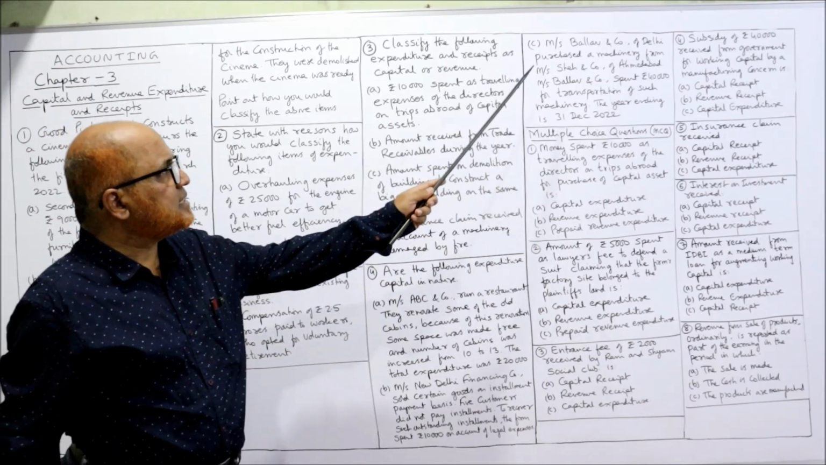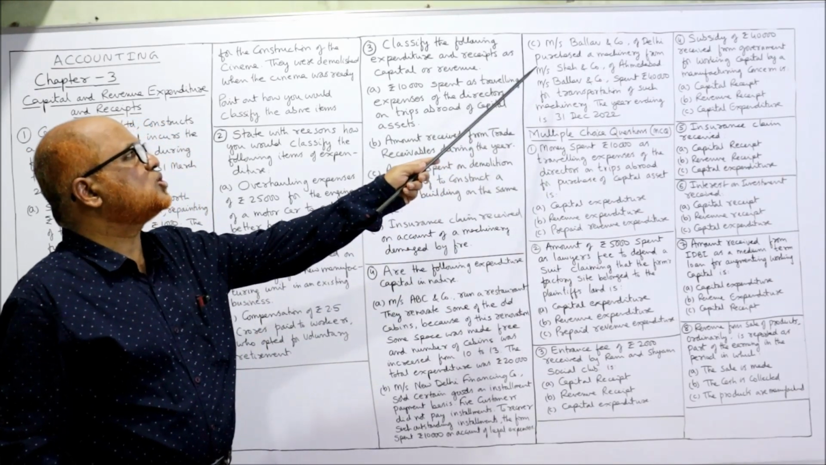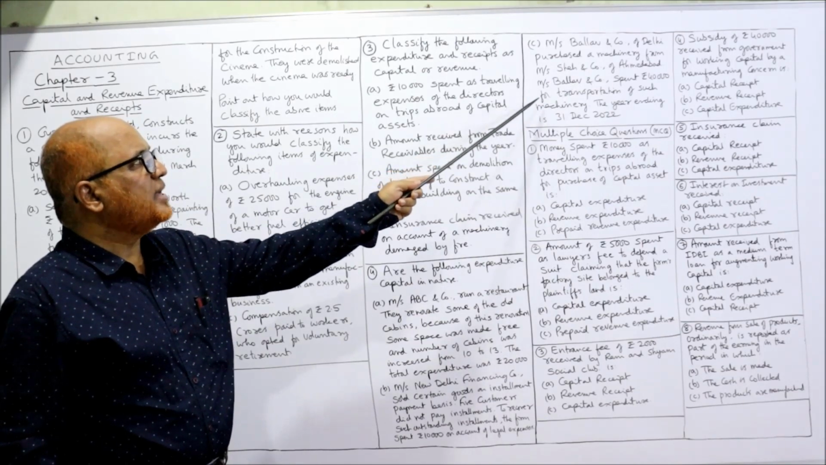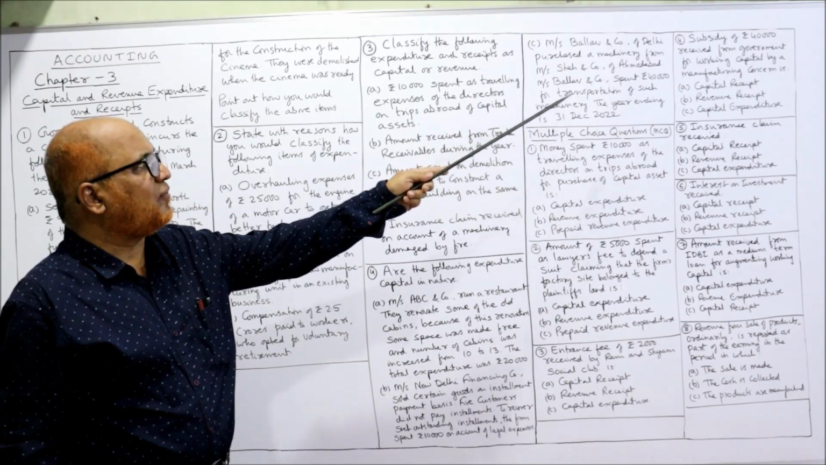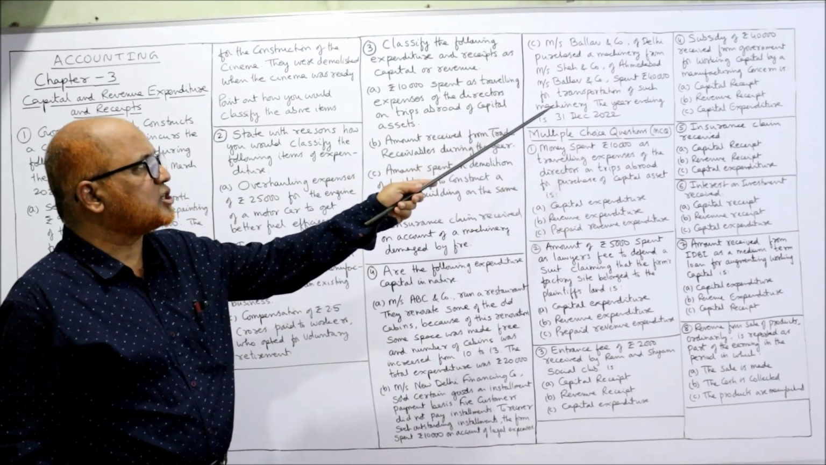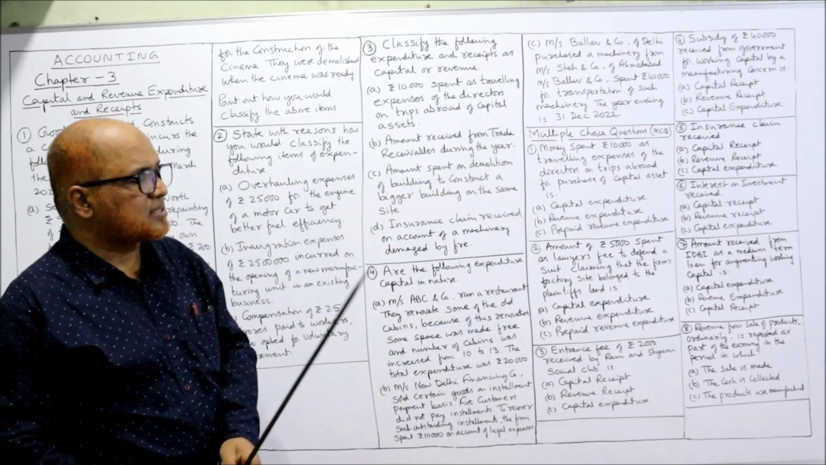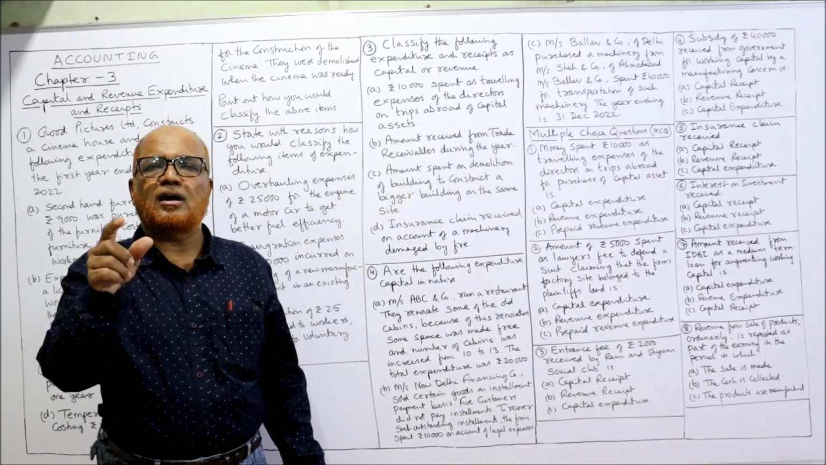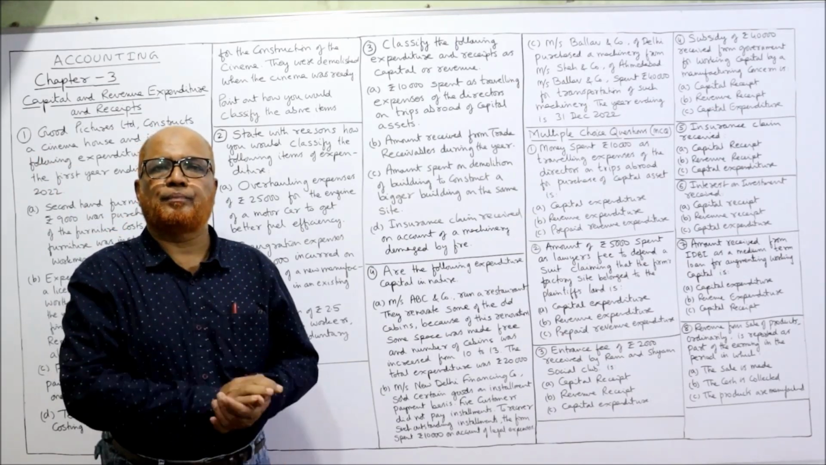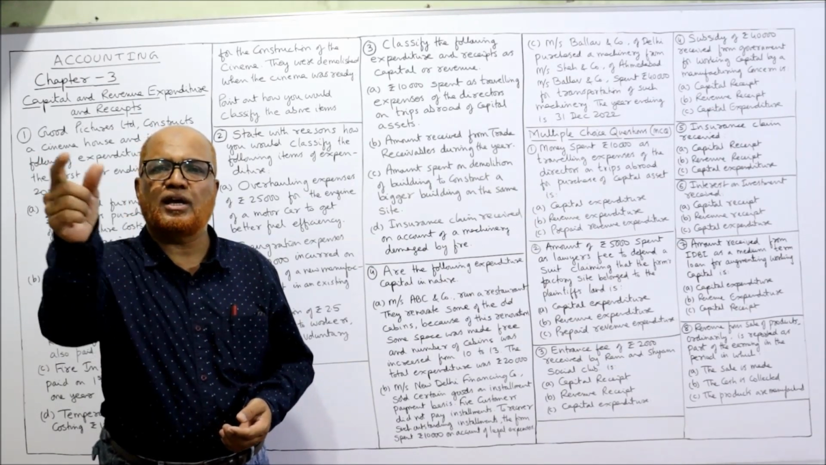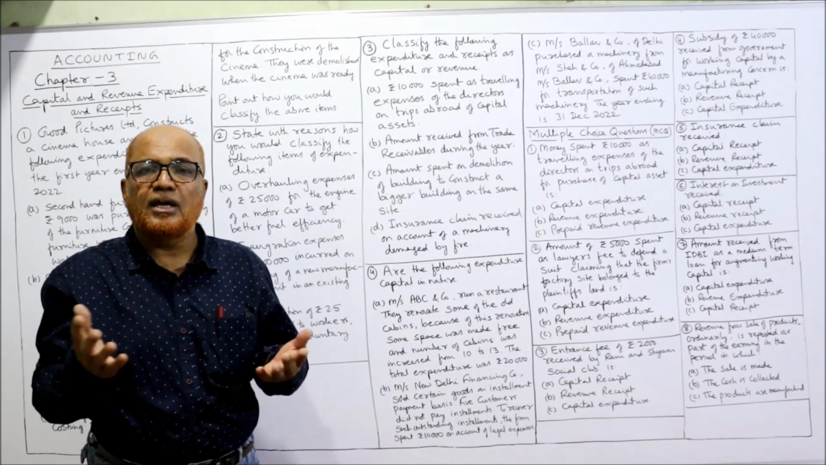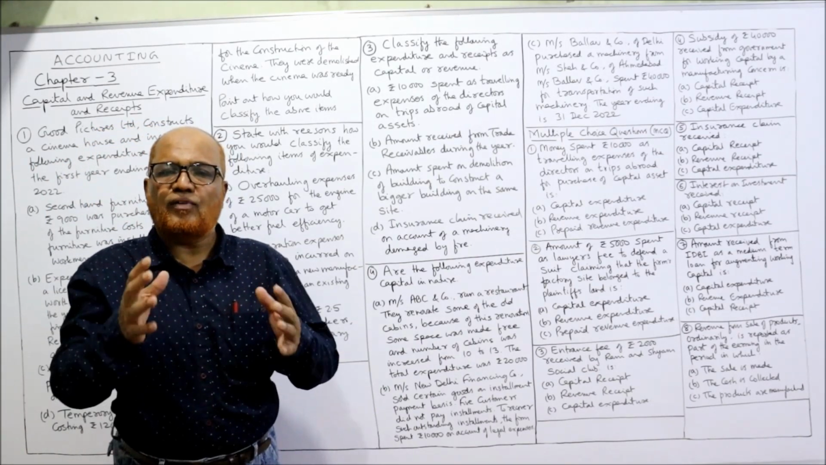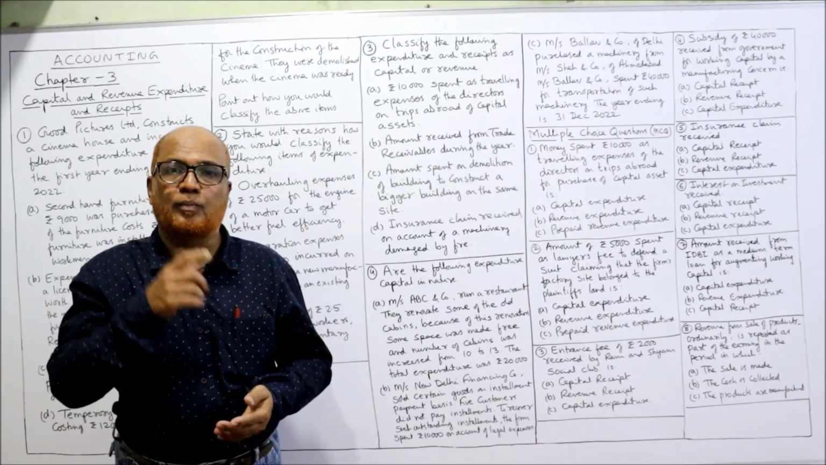Next comes Messrs. Ballav and Company of Delhi, which purchased a machinery from Messrs. Shah and Company of Ahmedabad. Messrs. Ballav and Company spent 40,000 for transportation of such machinery in the year ending 31st December 2022. Any expenditure incurred on bringing the machine, the transportation expenditure incurred on purchasing the machine, is a capital expenditure.